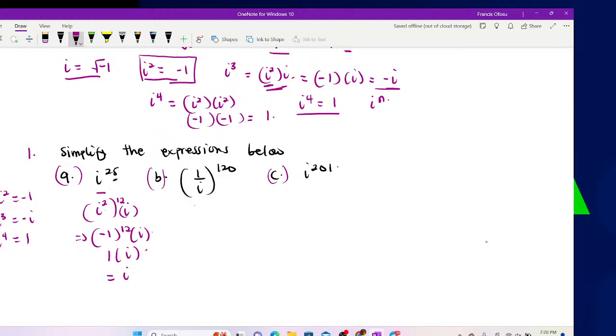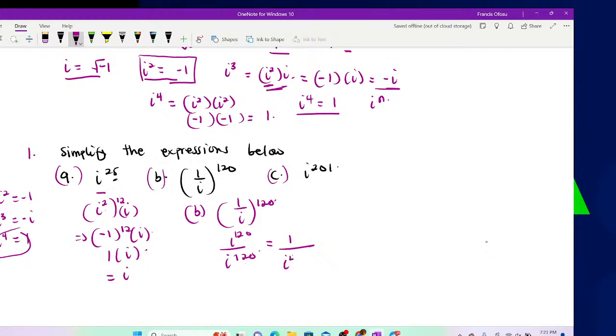Now let's see B. 1 out of i, all to the power 120. This can be solved easily by removing the bracket. So I have 1 to the power 120 over i to the power 120. 1 to the power 120 is 1. Now, how do we go about i to the power 120? We can take a bigger power of i so that it will make things simpler.